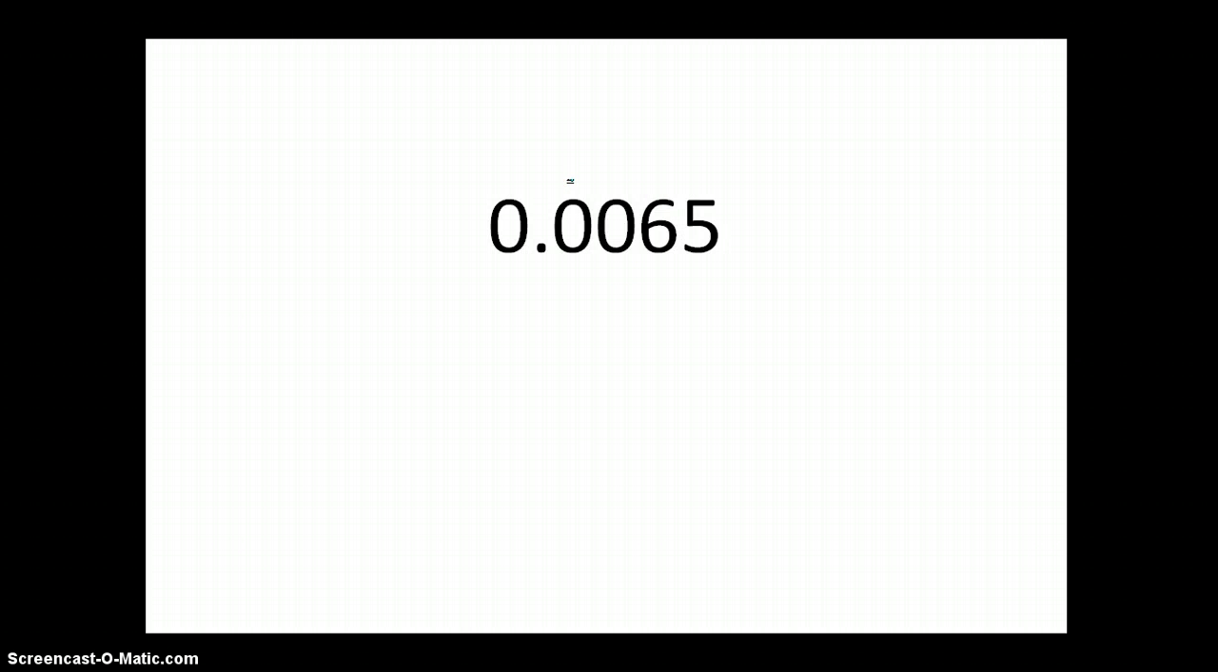All right, let's take a look at this number right here. These 3 zeros right here, those are leading zeros. Remember, leading zeros don't count. So I'm not going to include those in my significant figure count. Only the 6 counts because it's a number that's between 1 and 9, a non-zero, and the 5 is going to count because it's also a non-zero. So this number has 2 sig figs.